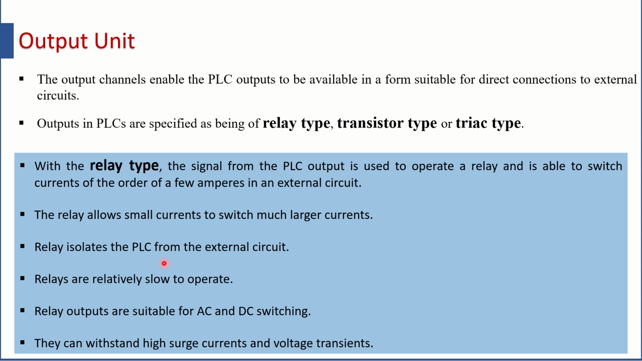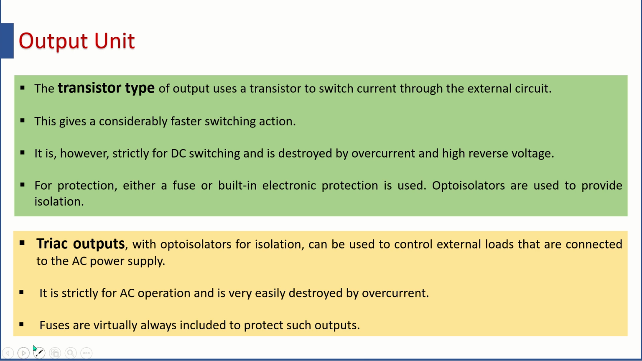Definitely the relay isolates the PLC from the external circuit. However, relays are relatively slow to operate. Relay outputs are suitable for AC and DC switching. You can apply both AC and DC if you are using a relay as an output device. They can also withstand high surge currents and voltage transients. These are the basic characteristics of a relay itself.